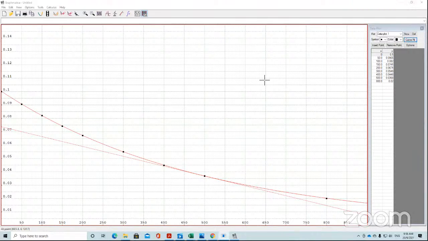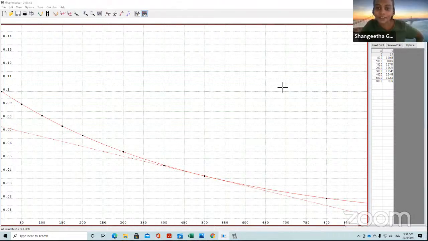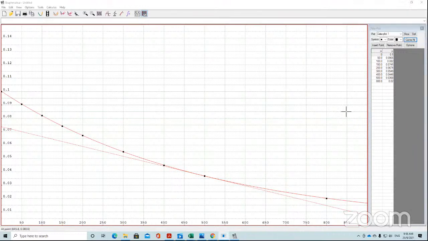Sorry, but I haven't finished it yet, doctor. Okay. Once you are done, you can share your screen. Then you can give me the value at 200. Then we can have another student to give me the value at 300. Okay, doctor.